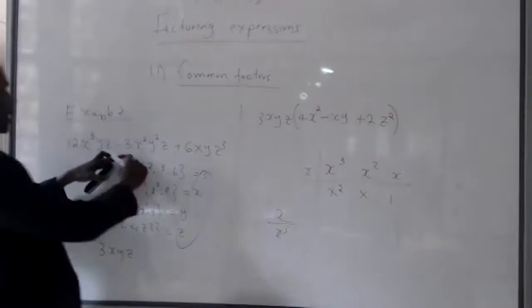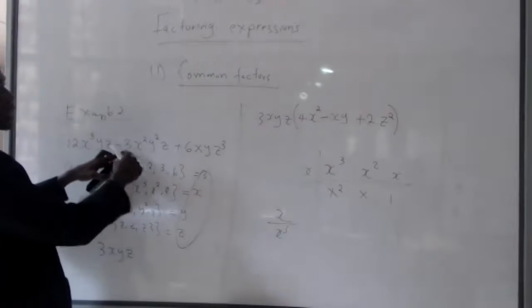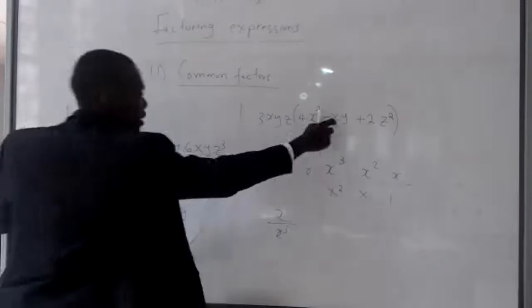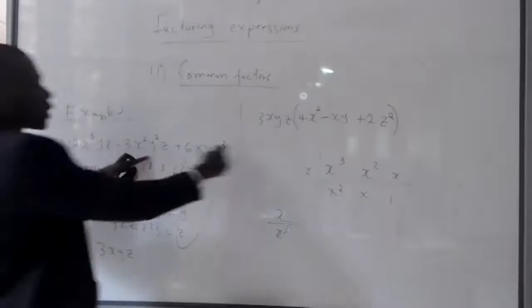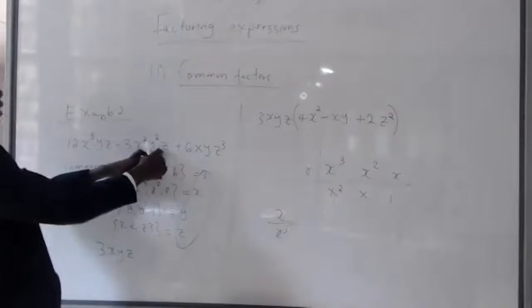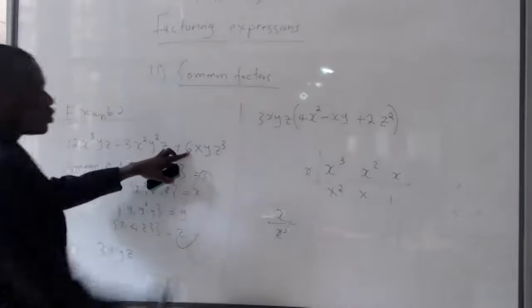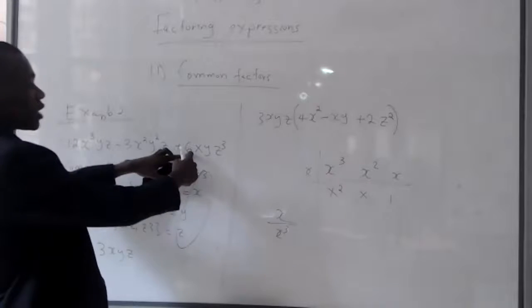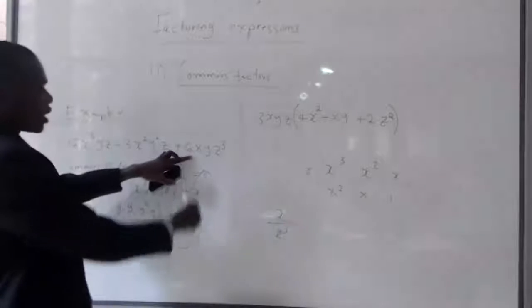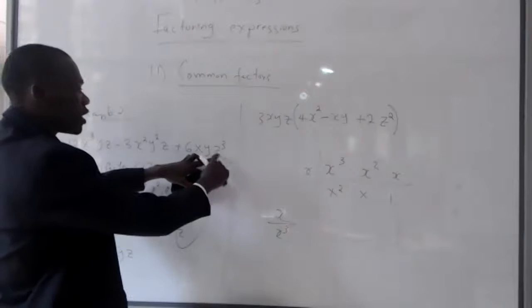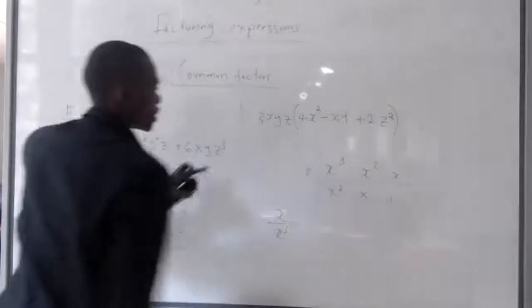And then the second term, of course, 3 divides 3 once, and then x divides x squared x times, y divides y squared y, then z divides z just once. And then lastly, 6xyz cubed, 3 divides 6 twice, and then x divides x once, y divides y once, and then z divides z cubed z squared times.